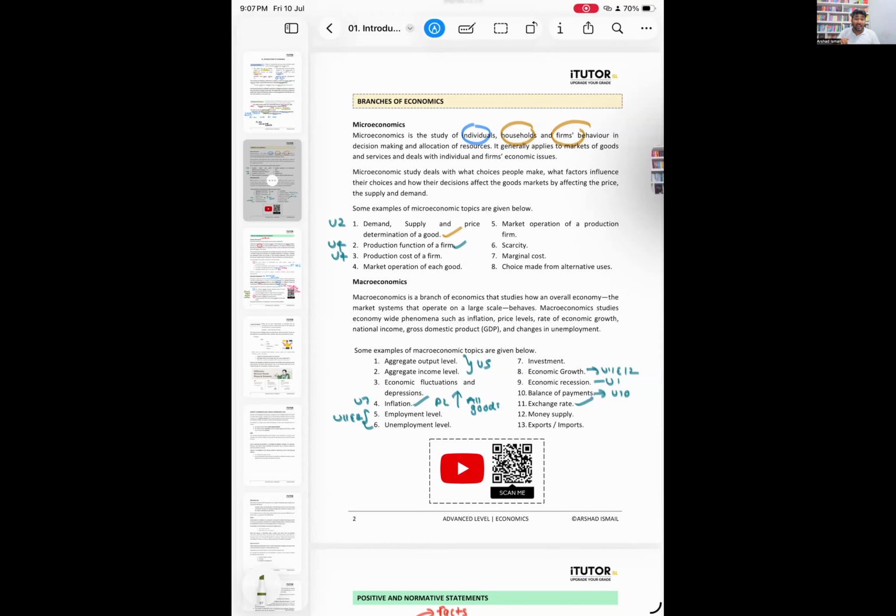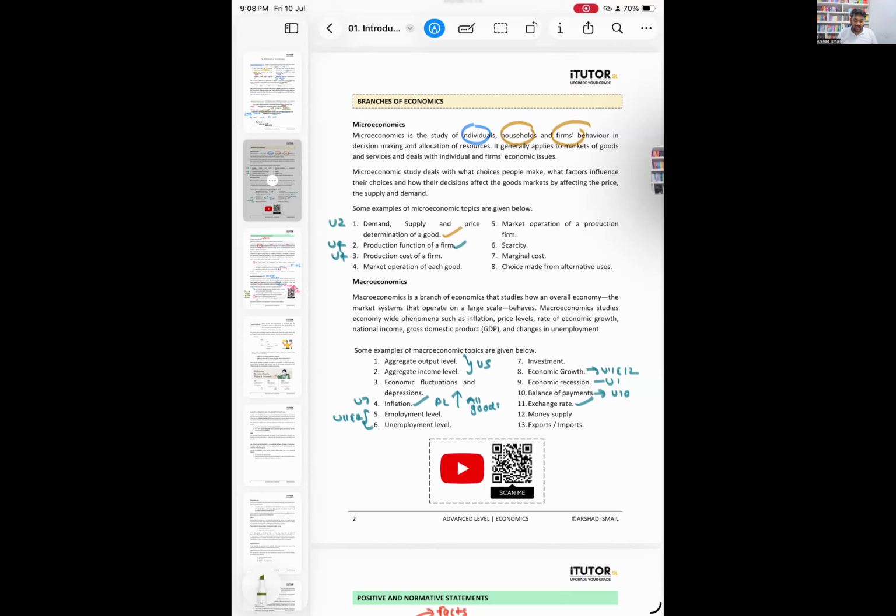What is macroeconomics? That is where, Lamai, you focus on the entire economy, the entire country's total production, the exchange rate of Sri Lanka, the inflation rate of Sri Lanka. You focus on the overall economy. That is what you call macroeconomics. That is the 2 branches.